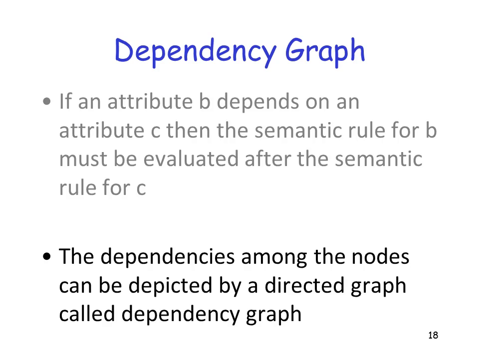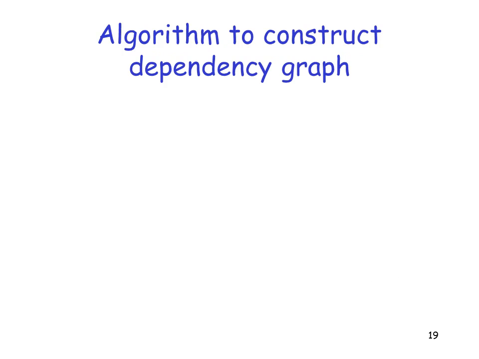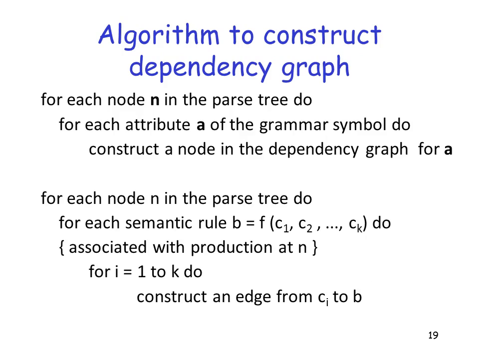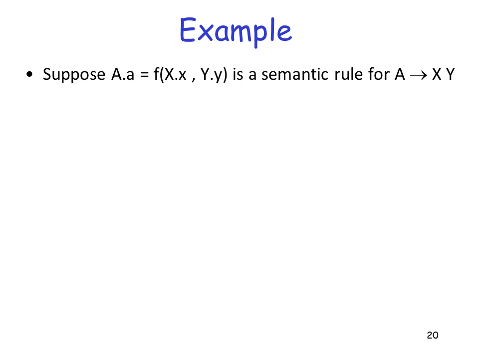The dependencies among the nodes can be represented using a directed graph called a dependency graph. This can be explained with the help of this algorithm and also with a diagram. The algorithm just explains that if C1 and C2 are two attributes, and C2 is depending on C1, we have to evaluate C1 first, so we have to draw an edge from C1 towards C2. It will be clearer if you observe this example.